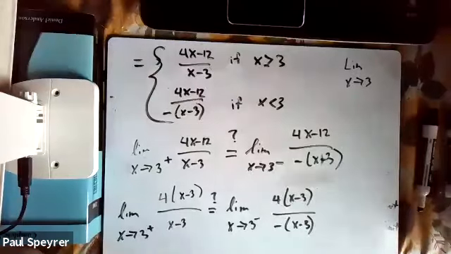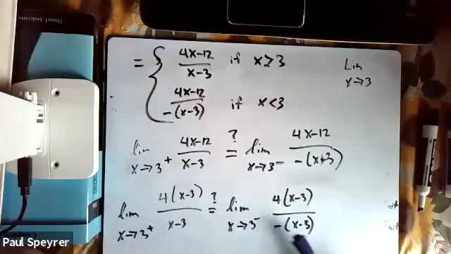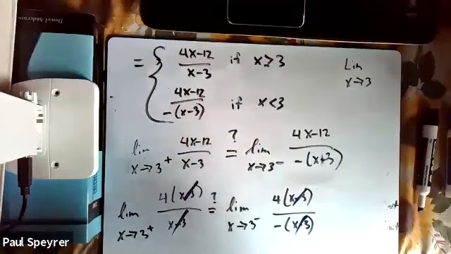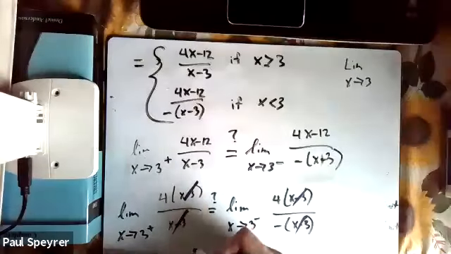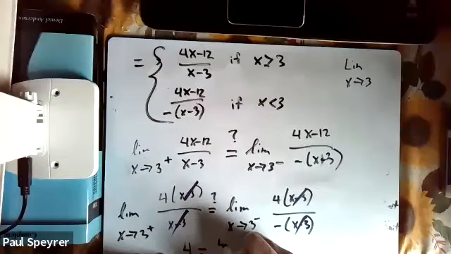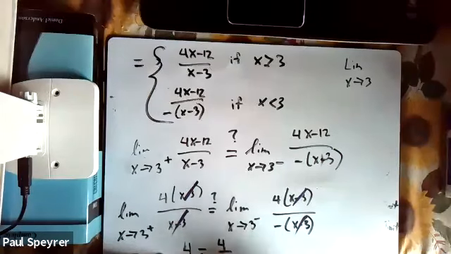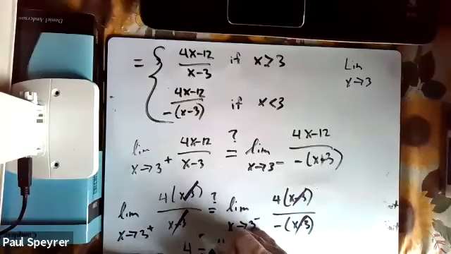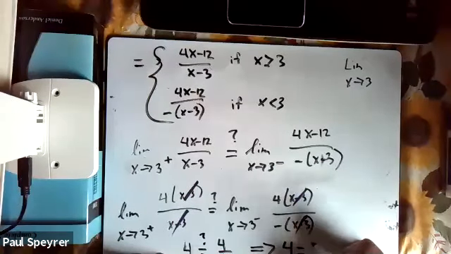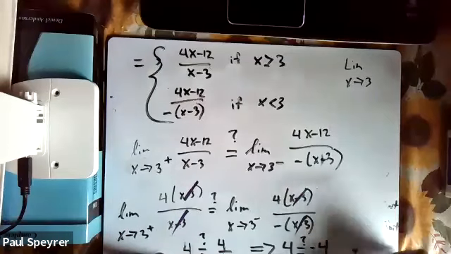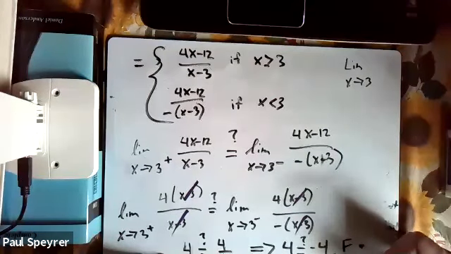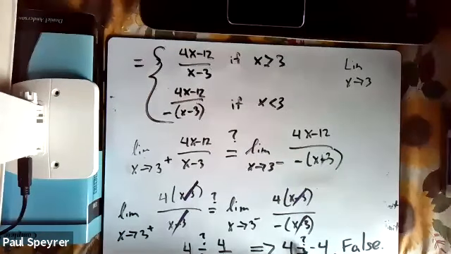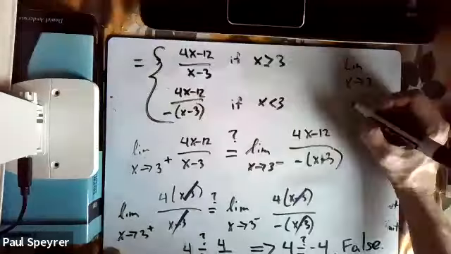Does that help out? We still can't plug 3 in because we get 0, but what happens? That reduces, that reduces. So what are we left with? We're left with 4 equals 4 over negative 1 if you really want to do that, because of that negative right there. But ultimately, what does that conclude? Does 4 equal negative 4? No, that's false. So because we got two different numbers, right? That tells us that the limit does not exist.